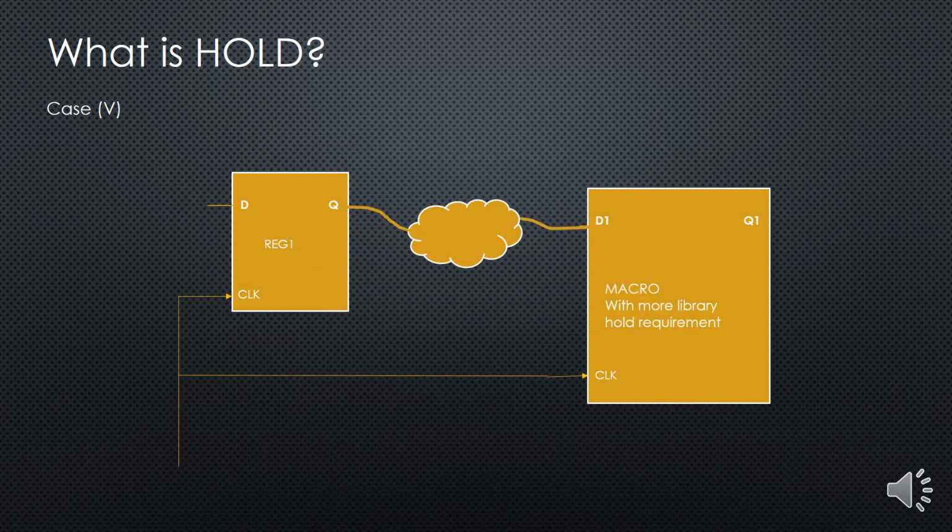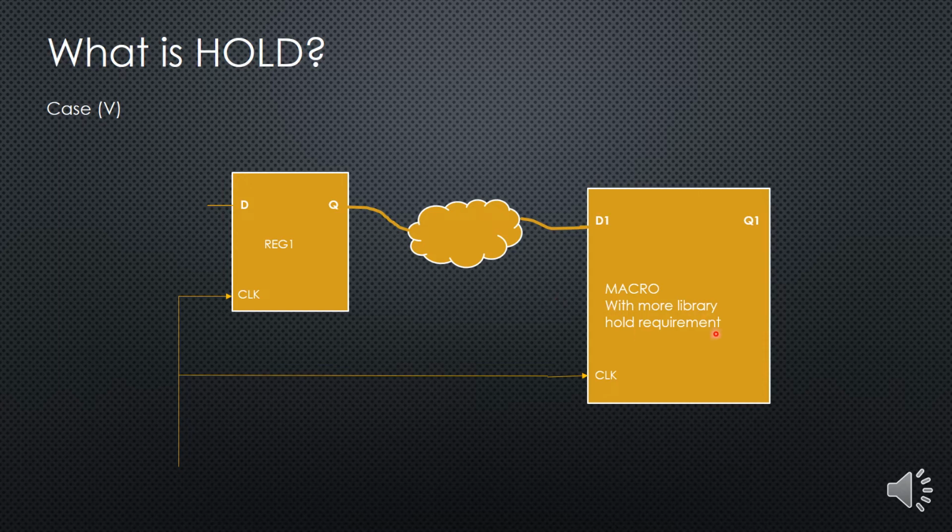Case 5. Here you can see the start point is register 1 and the end point is the macro. Generally macros may have more library hold requirements. When we have a larger library hold requirement, the data should be stable on its D input for more time compared to a regular register. A regular register might need the data to be stable for maybe 10 picoseconds or 20 picoseconds.